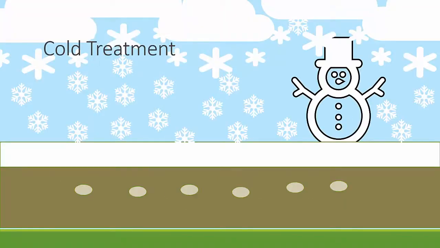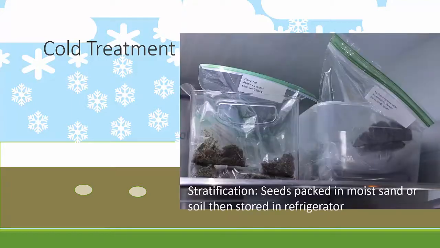Some seeds require the cool temperatures of winter before they can germinate in the spring. People can simulate winter by putting seeds in moist sand, soil, or peat and putting them in the refrigerator for at least 30 days of cold treatment. Some seeds need more than 30 days of cold treatment. When people simulate winter by giving seeds a cold treatment in refrigeration, it is called stratification.